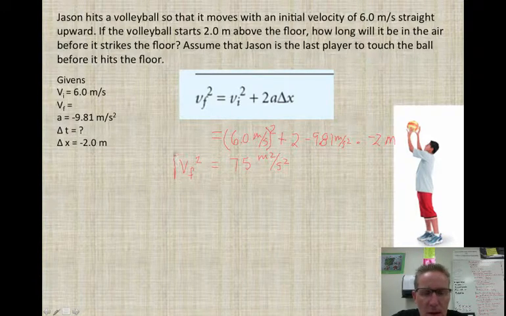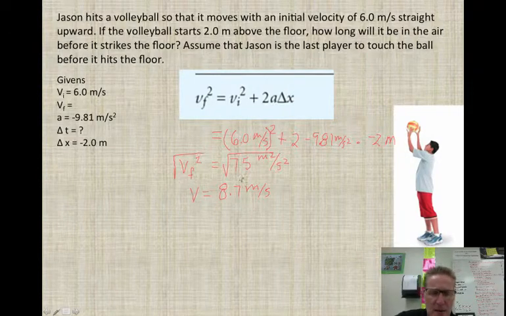And so remember, to get rid of that squared, we have to take the square root. So velocity is going to be 8.7 meters per second. Now, here's one of those things that we have to be mindful of, what is occurring here, because remember, we established our origin here, and so the initial velocity was up and our final velocity is going down.